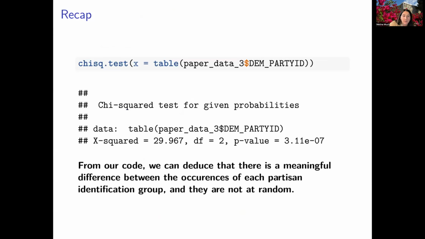So, a recap here: from our code, we can deduce that there's a meaningful difference between the rates at which all of these partisans are in the data, and it's not at random. We get a chi-squared statistic, or an x-squared statistic, in the output of 29.967. This is much greater than our critical value of 5.99, with degrees of freedom of 2 and a p-value that's very, very small, close to 0. And again, that's your code for it.